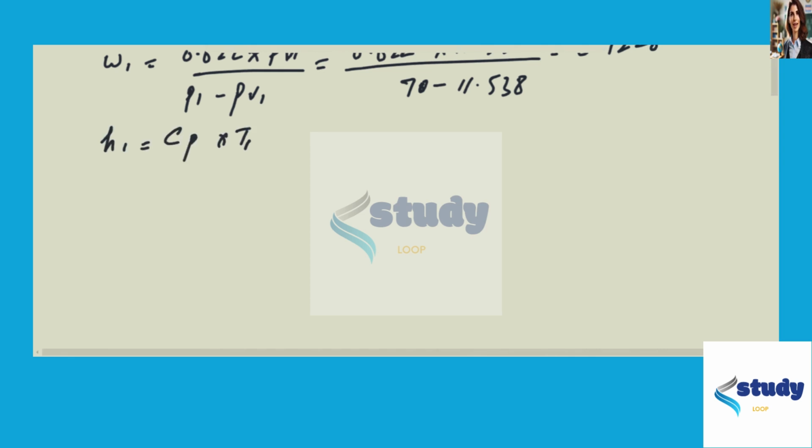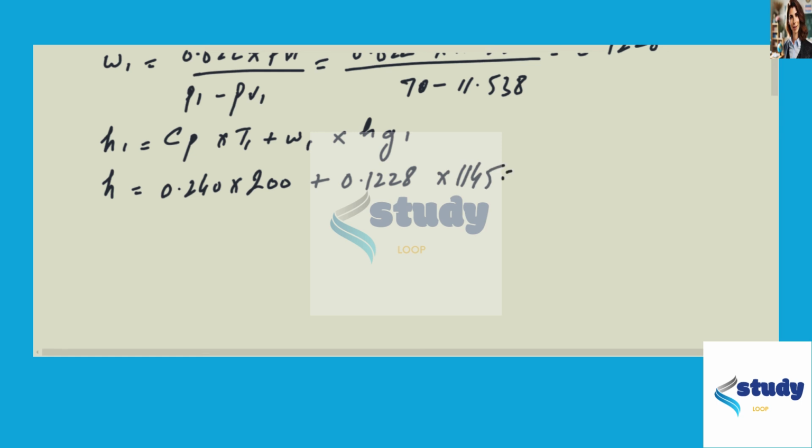So H1 is equal to Cp into T1 plus W1 into Hg1, and H1 is equal to 0.240 multiplied by 200 plus 0.1228 multiplied by 1145.7. So the answer is 188.69 BTU per lbm.